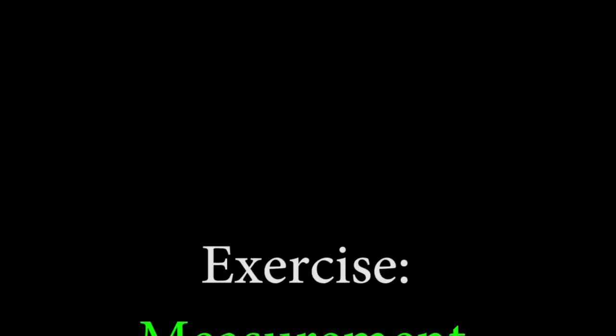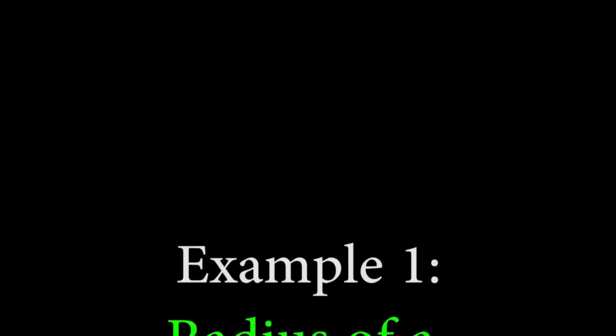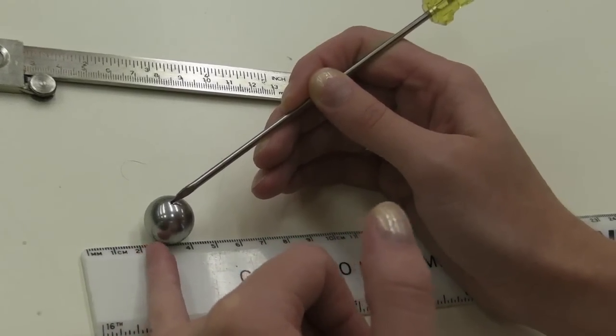In this video, we'll explain the uncertainties associated with measurements in different circumstances that you may encounter in the lab. Our first example will be a simple measurement of the radius of a smooth steel ball. Say we want to measure the radius of a small steel ball.